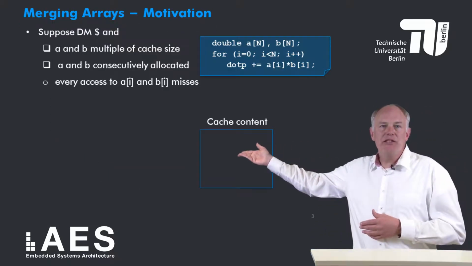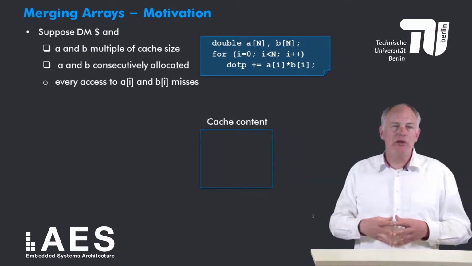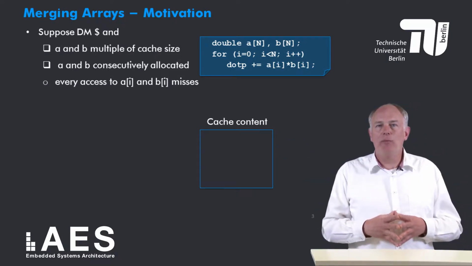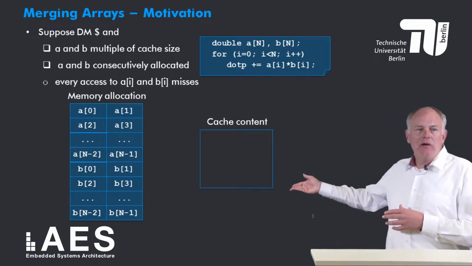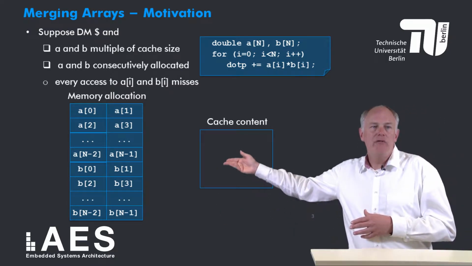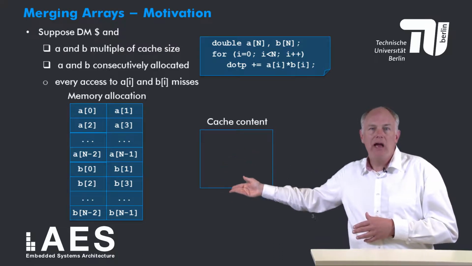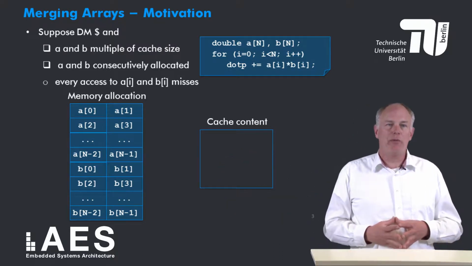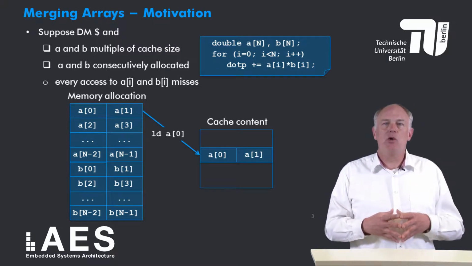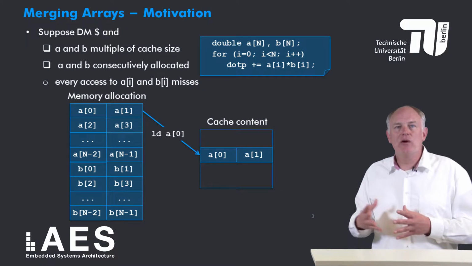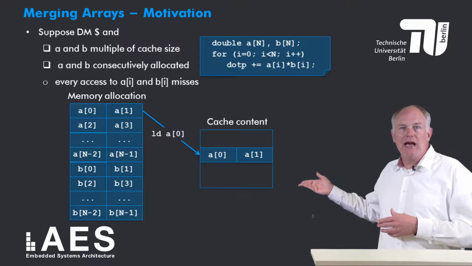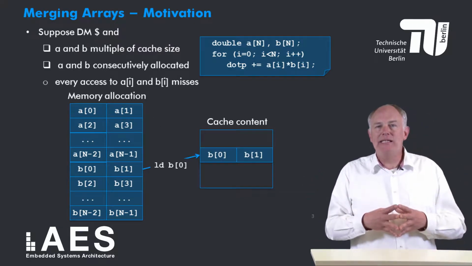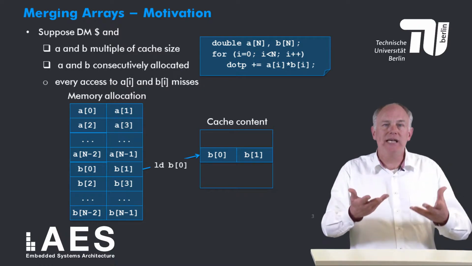Here are again the assumptions that I made and the code example that I am using. To make this example a little bit more concrete, let's assume also that there are two double words in a cache block. So A and B are allocated in memory like this. First comes A with 2 elements per block, and then comes B also with 2 elements per block. Consider now what happens on the first iteration when A0 is loaded. The block containing A0 and A1 is loaded into the cache. We need to multiply A0 with B0, so now we load B0.